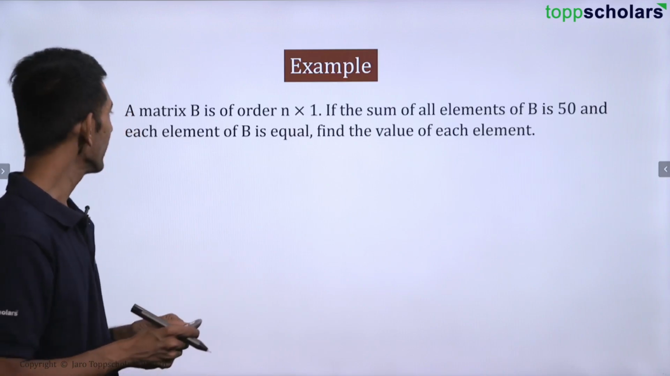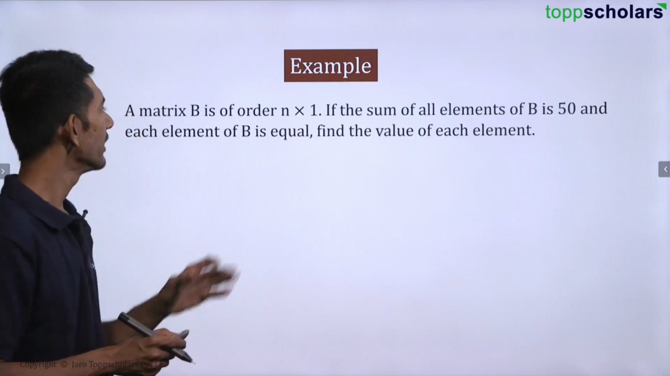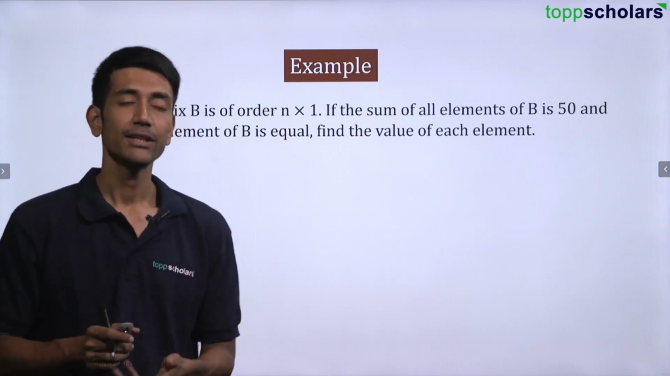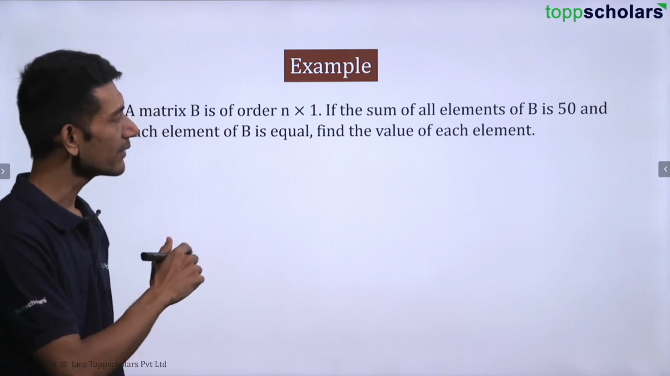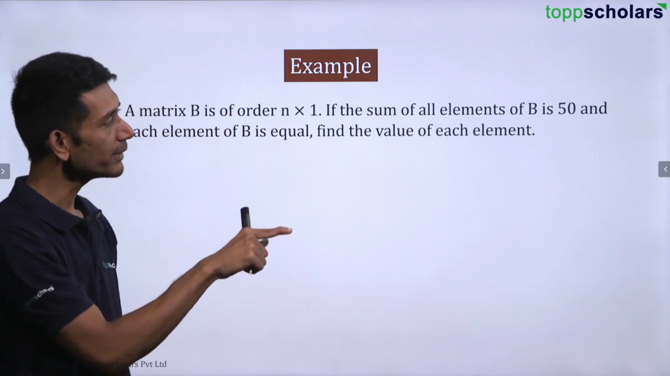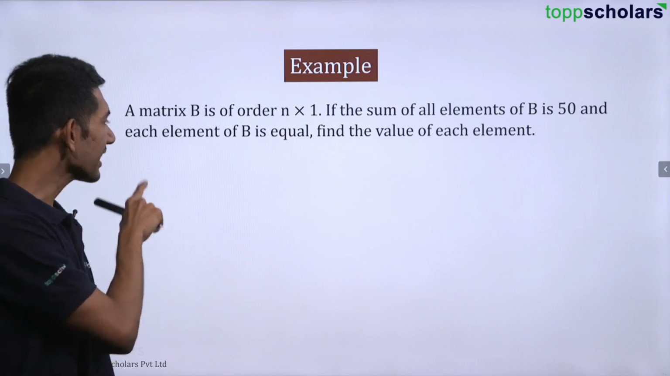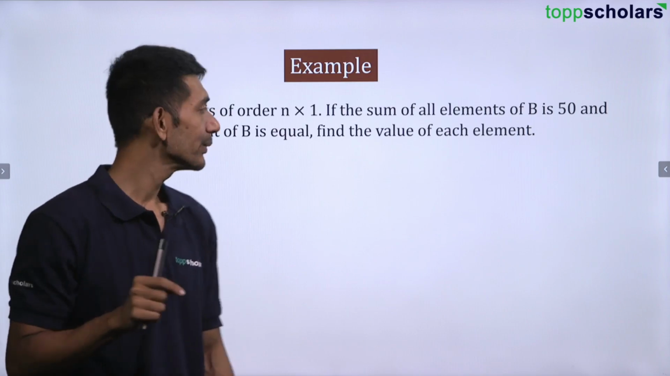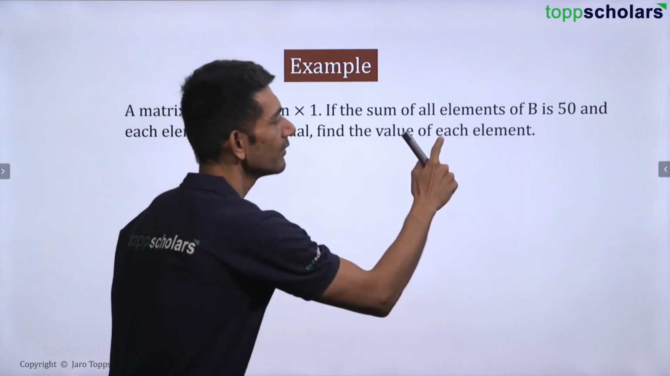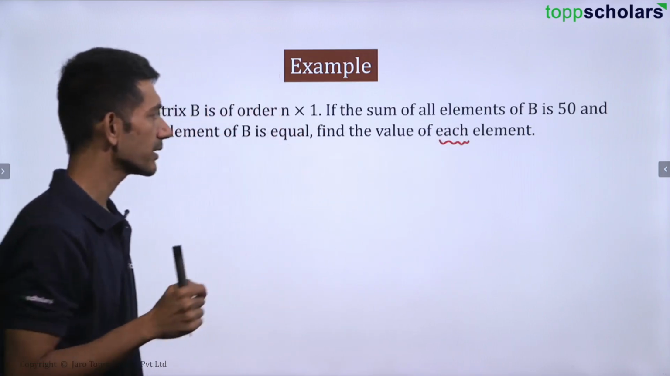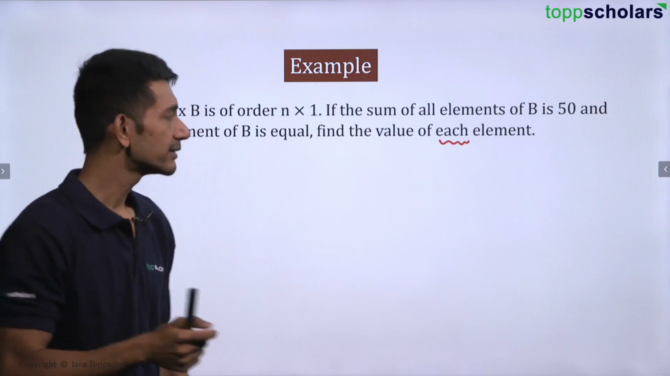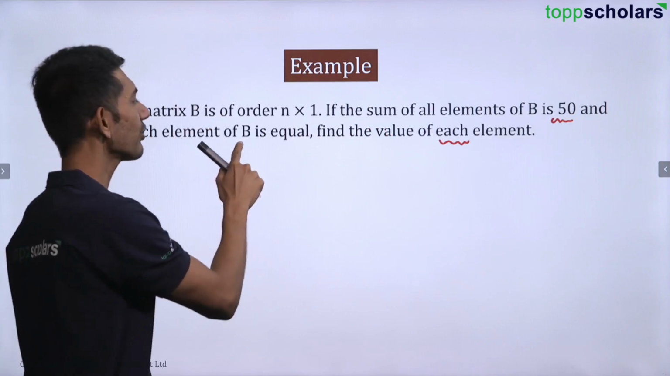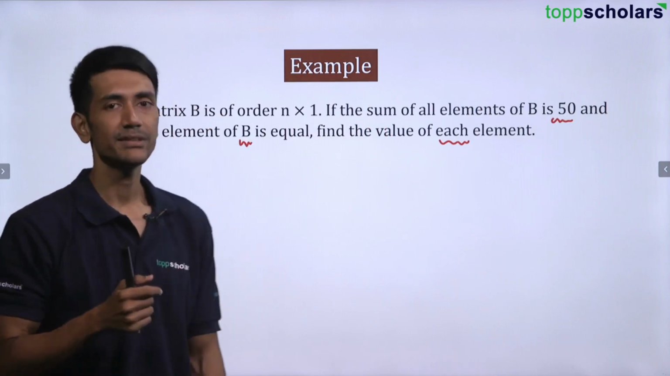Now here we have an example. A matrix B is of order n by 1. There is a matrix B and the order of the matrix B is n by 1. If the sum of all elements of B is 50 and each element of B is equal, find the value of each element. We are supposed to find out the value of each element. The sum of all the elements is 50, and each element of B is equal. That is, all the elements are equal.